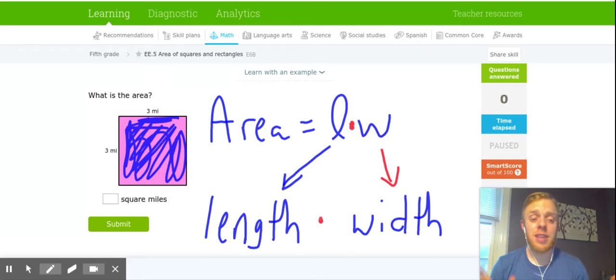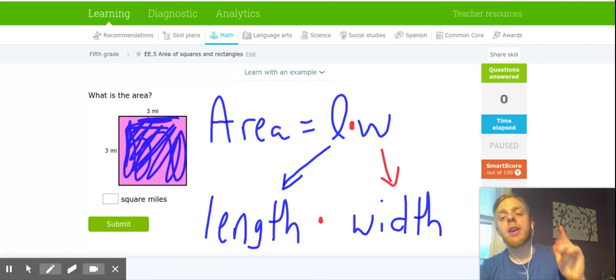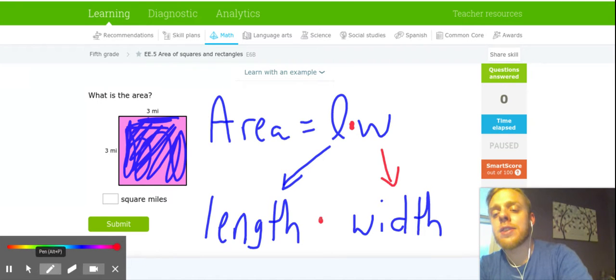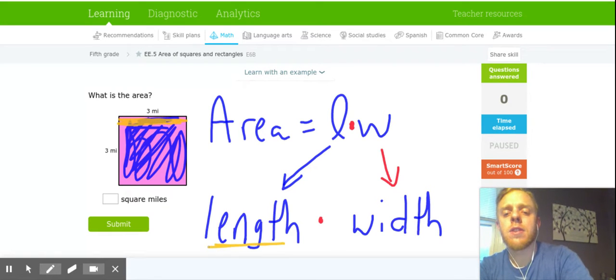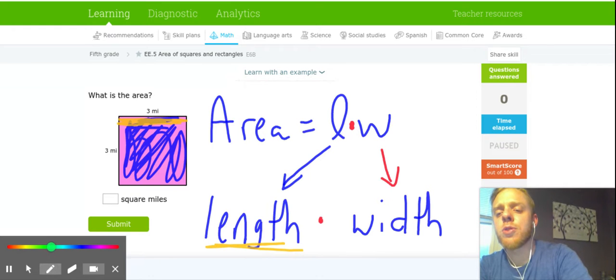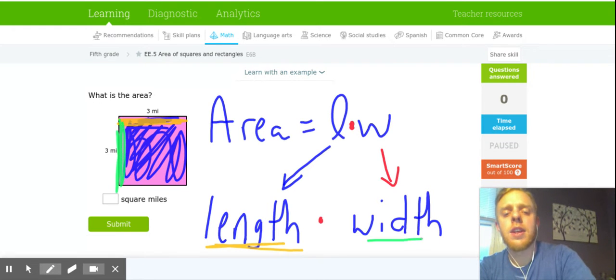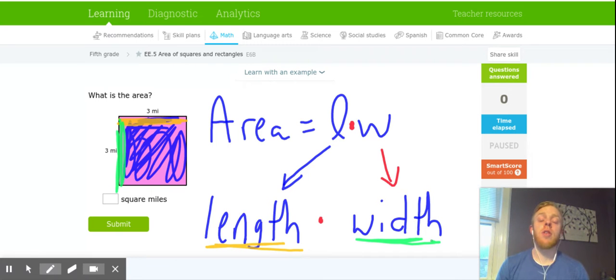And the big takeaway that you need to understand is that it does not matter which side you choose as the length and which side you choose as the width, as long as you're not picking the same side for each. Now, for squares, it doesn't really make a lot of difference because all their sides are the same. But I always like to operate under the idea that this, and I'm going to use a little bit of yellow, is my length, and I'm going to use some green, and I like to use the vertical one as my width. You could do it the other way as long as you're saying, one of these sides is the length, the other side needs to be my width.